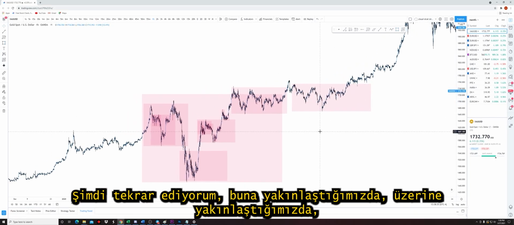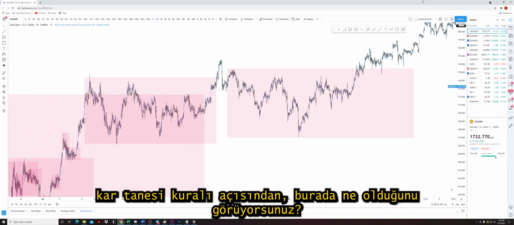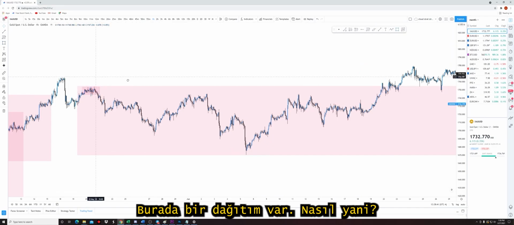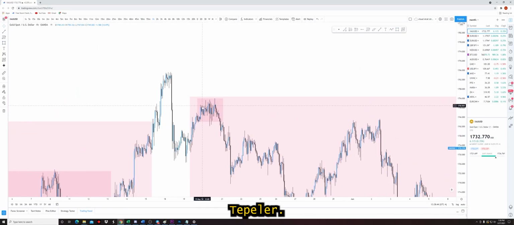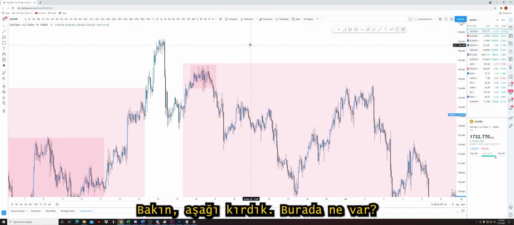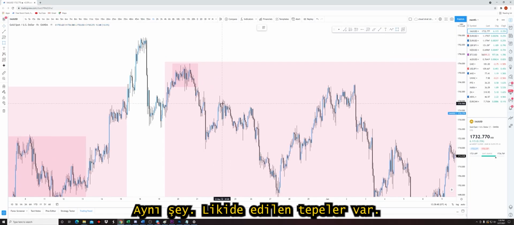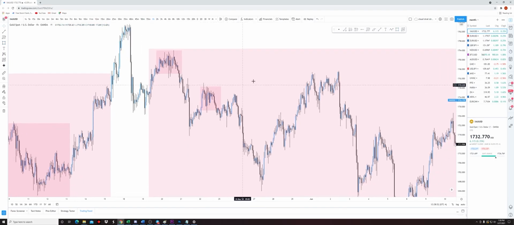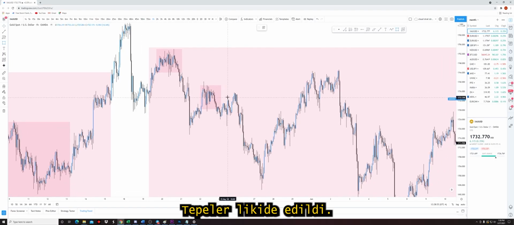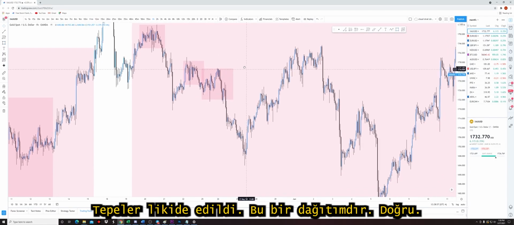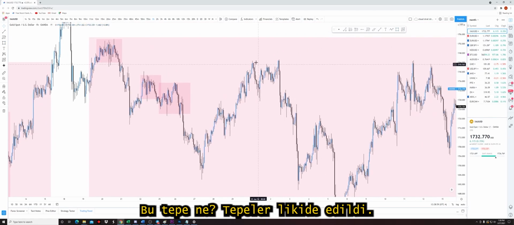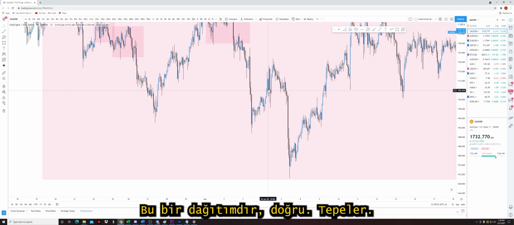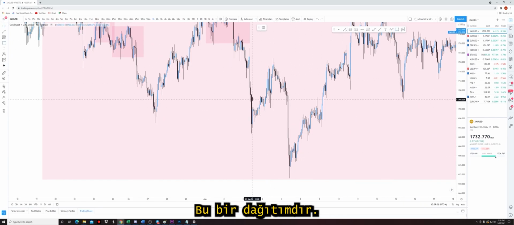Now again, as we look through this, zooming in on it, Snowflake Rule wise, what are you seeing happen inside of here? There's a distribution here. How so? Same thing. Highs liquidated, breakdown. What's inside of here? The same thing. There's highs that are liquidated, highs that are liquidated, highs that are liquidated. This is distribution. Right? And this is all within that same thing. What is this? Highs, liquidated. This is a distribution. Highs, liquidated, breakdown. This is a distribution.